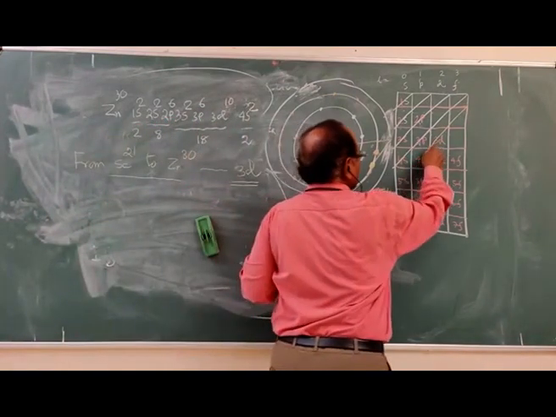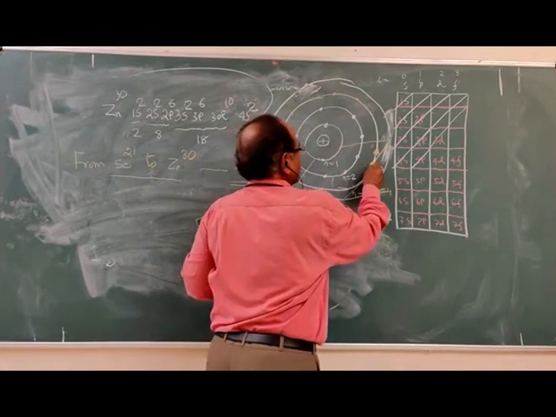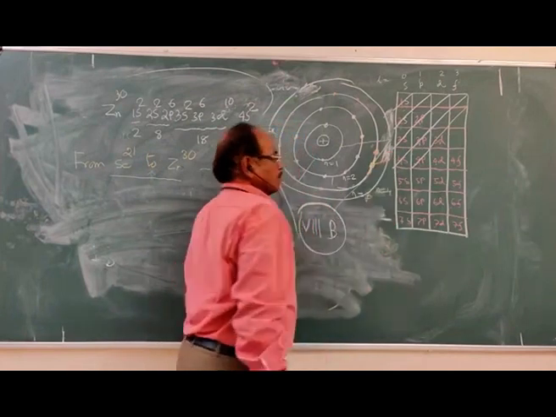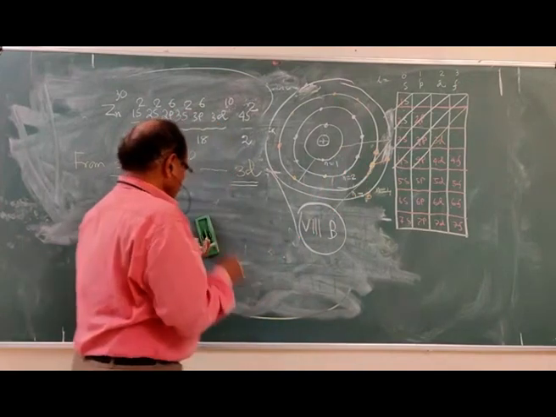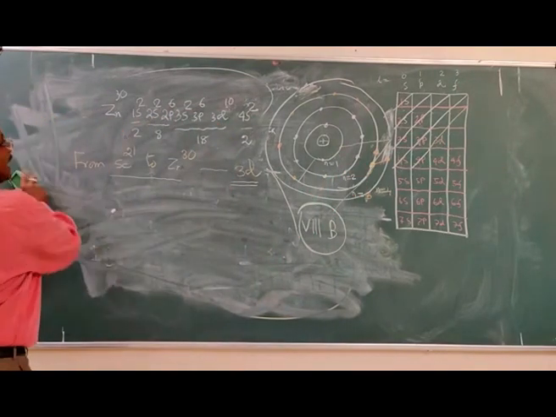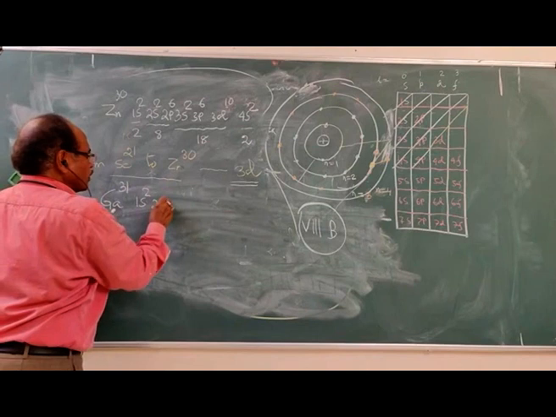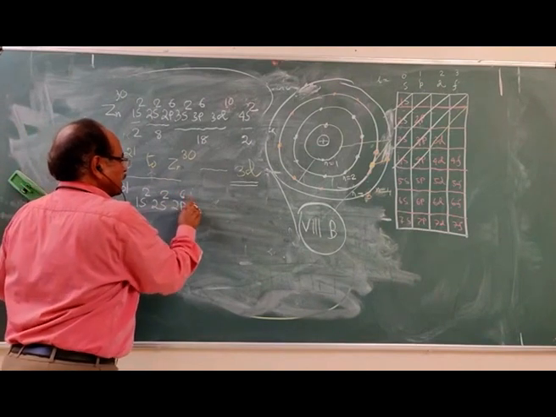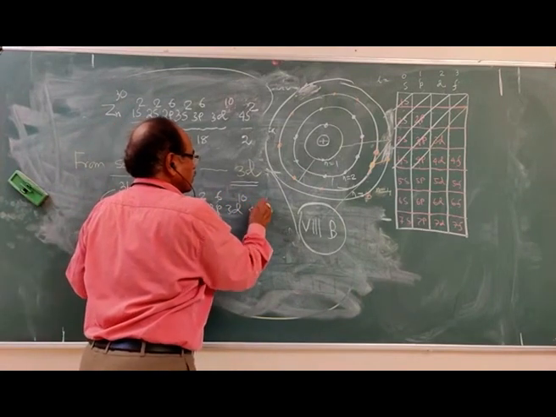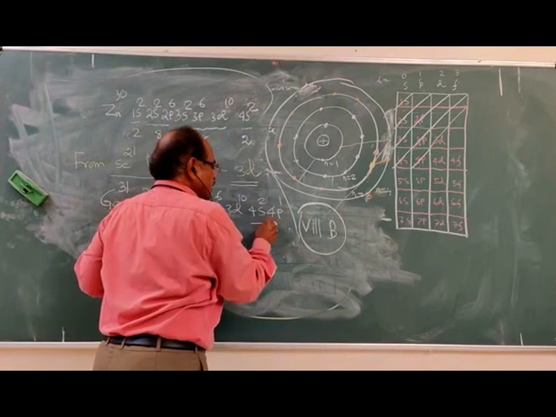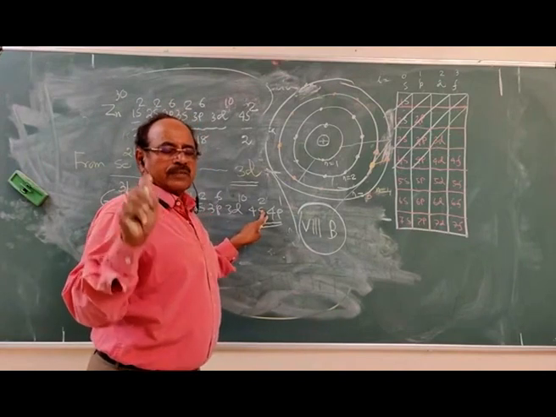After the d orbital, the electron will go to 4p. So now the electron will have a forward march. From here again the electron will come to the p orbital of the outermost shell. Now we come to gallium 31: 1s2, 2s2, 2p6, 3s2, 3p6, 3d10, 4s2, 4p1. So how many electrons in the outermost shell? 3 electrons. So this is placed in the 3A subgroup of the periodic table.